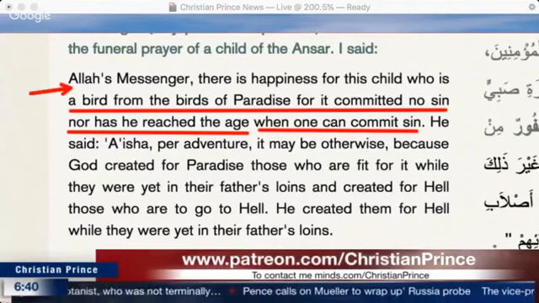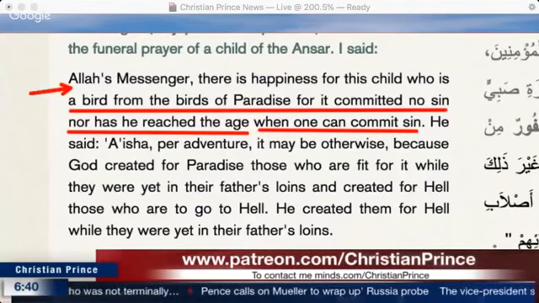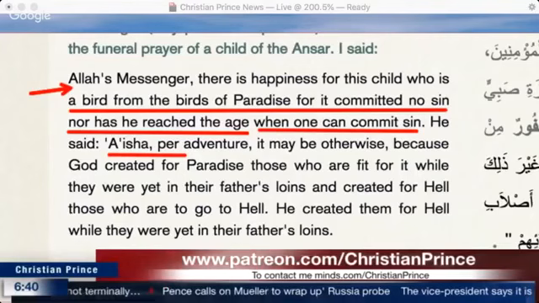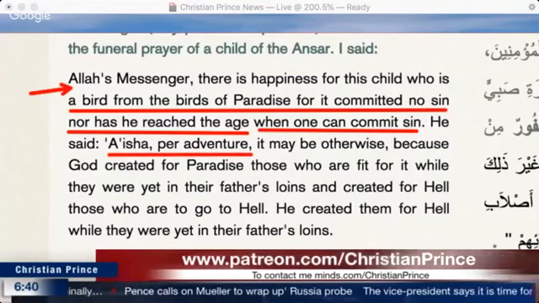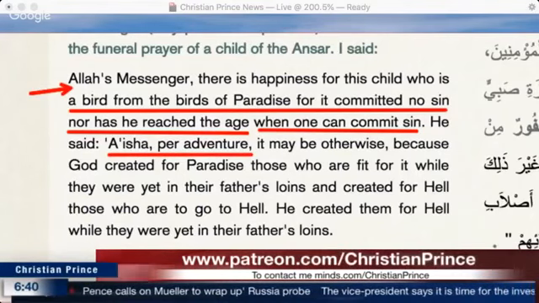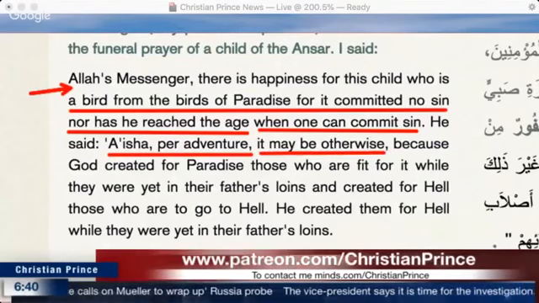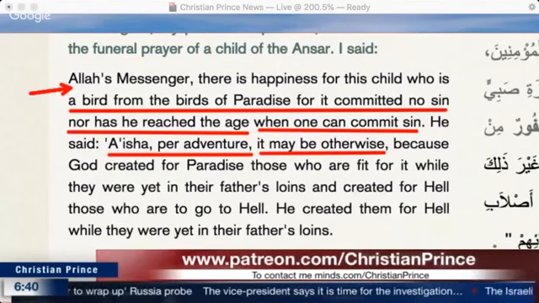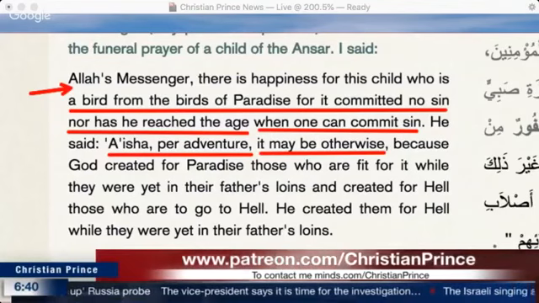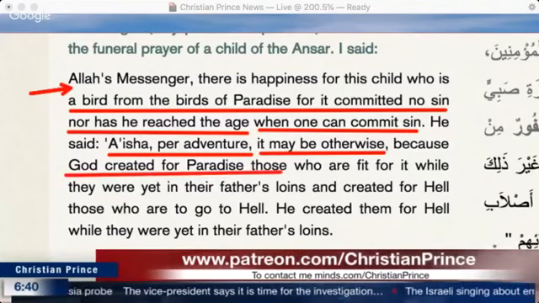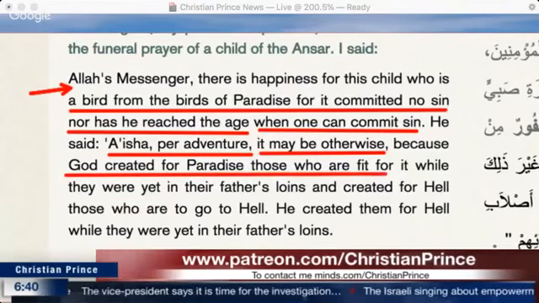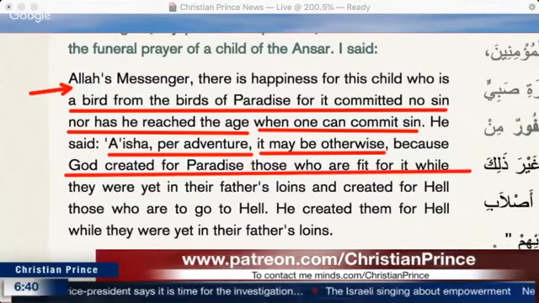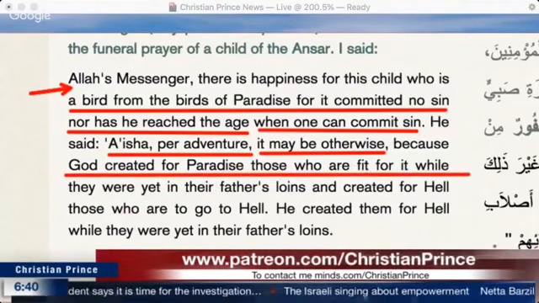He committed no good deed as well, by the way. So he said to Aisha, peradventure, which means watch, don't be stupid. It may be otherwise, which means he might be a bird of hell. Why? Because Allah created for paradise those who are fit for it while they were in their fathers' loins, and He created others for hell.